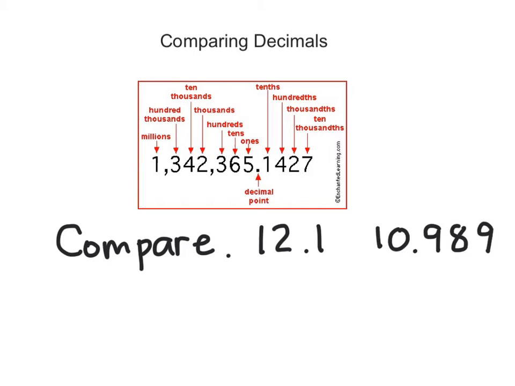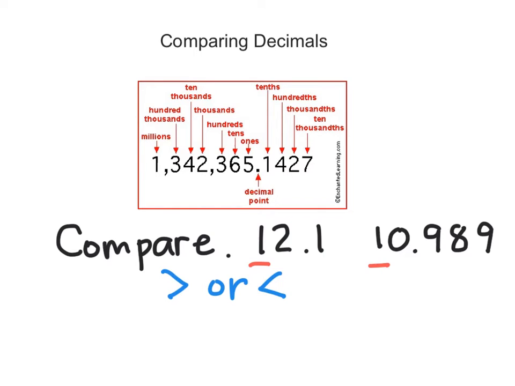All right, let's compare these two numbers, 12.1 and 10.989. And we're going to use the greater than or less than symbol to compare. So when we compare decimals or compare numbers, we always start at the greatest place value for each number. Therefore, for the 12, the greatest place value is the tens place, and there's a 1. For 10.989, the greatest place value is also a 1.